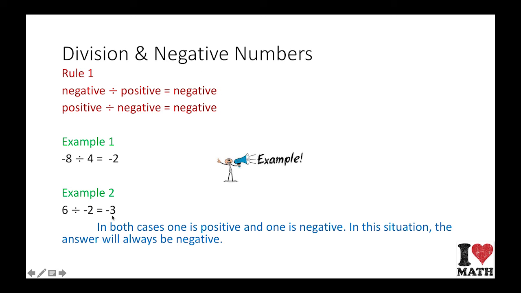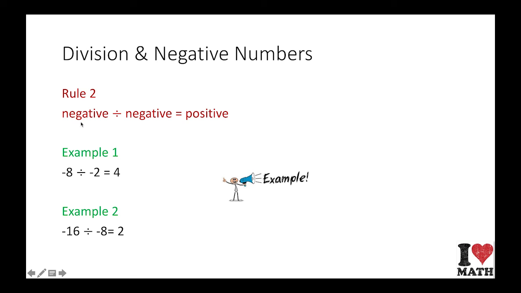Going further, rule number 2, negative divided by negative, you're going to have a positive answer. First example, negative 8 divided by negative 2, you're going to have a positive answer, which is 4. Second example, negative 16 divided by negative 8 is going to be positive. So whenever we have two negative numbers divided, you're going to have a positive answer. It's exactly the same as multiplication. When you multiply two negative numbers, you're going to have a positive result.